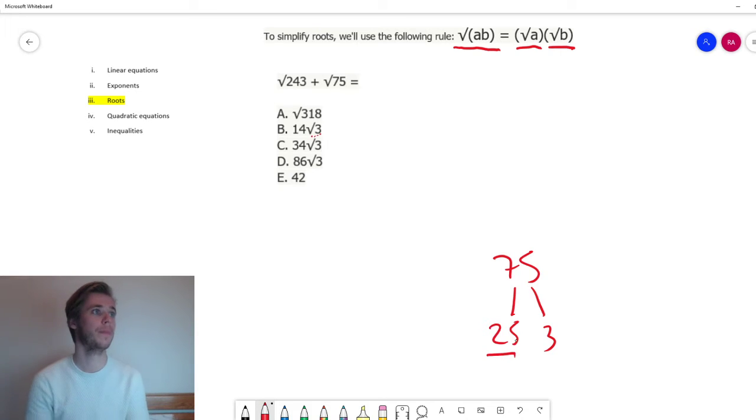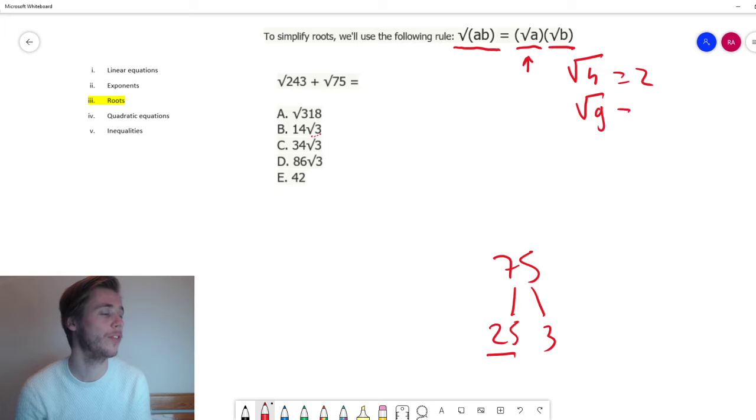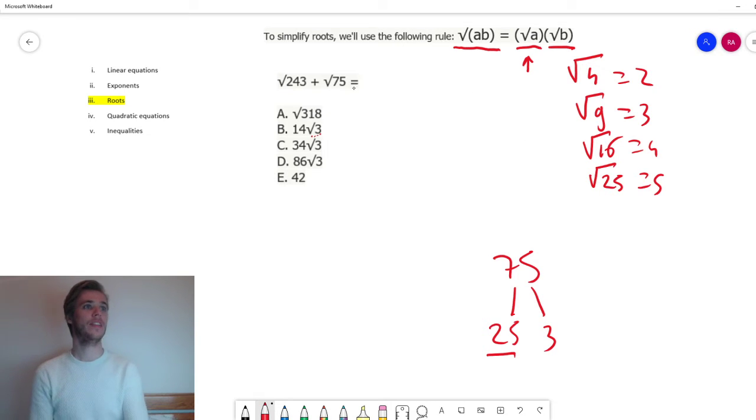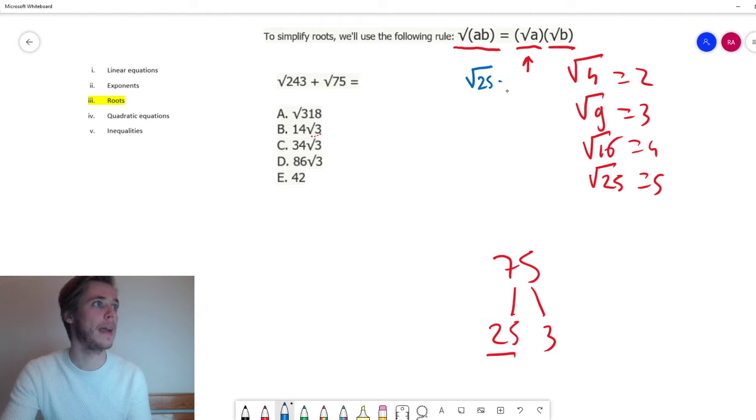25 is a perfect square because we want the square root of A to be a perfect number, which is, for example, the square root of 4, which is 2, the square root of 9, which is 3, or the square root of 16, which is 4, the square root of 25, which is 5. And in this case, we can rewrite 75 as the square root of 25 times the square root of 3, which is 75, of course.